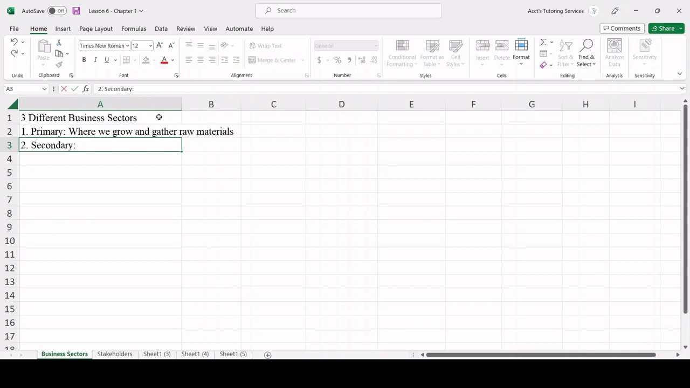The second one is secondary. The secondary is where the primary market takes the raw materials and sells to manufacturers so we could produce products. So where raw materials are turned into products.